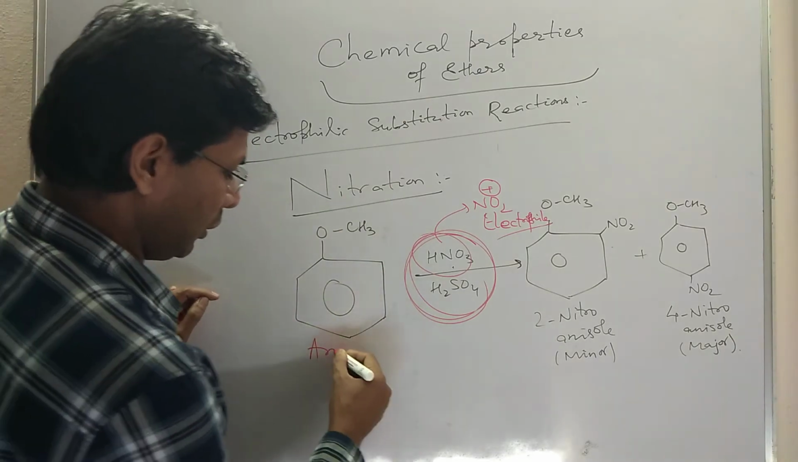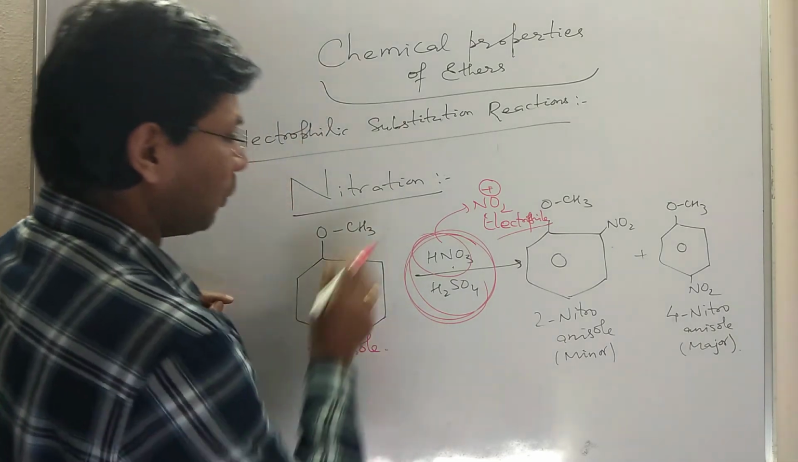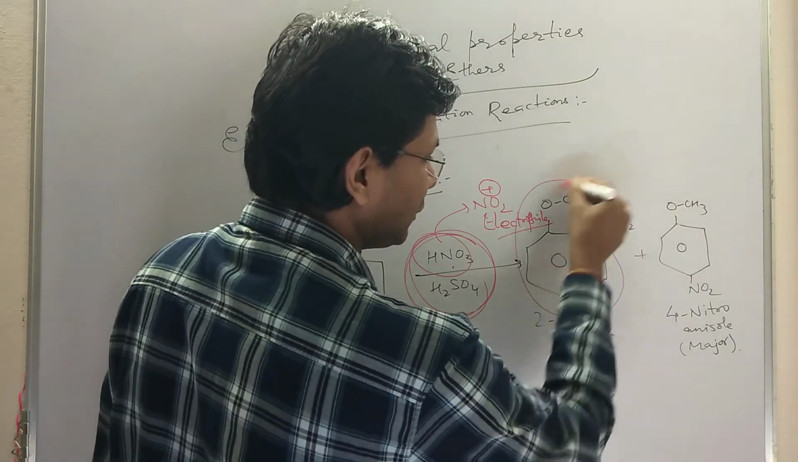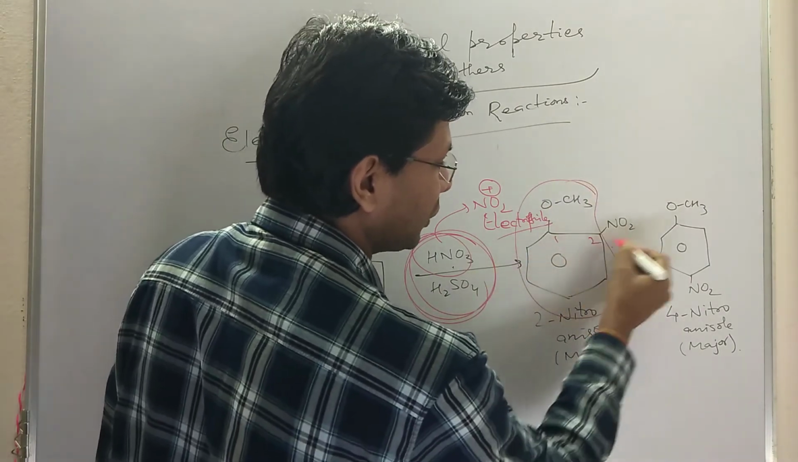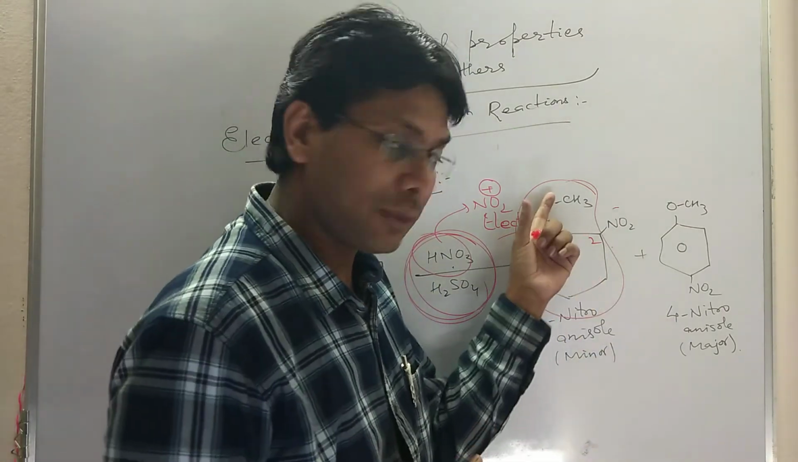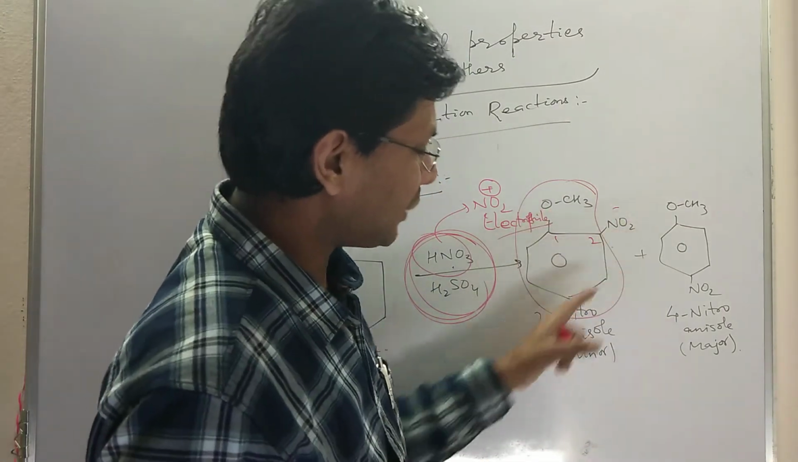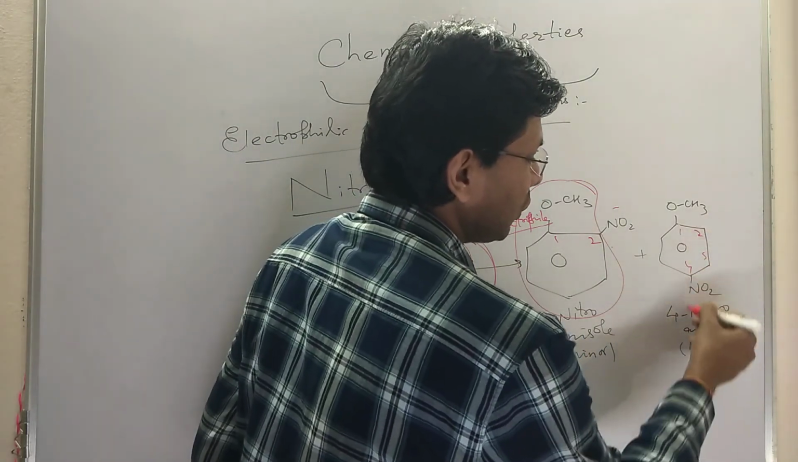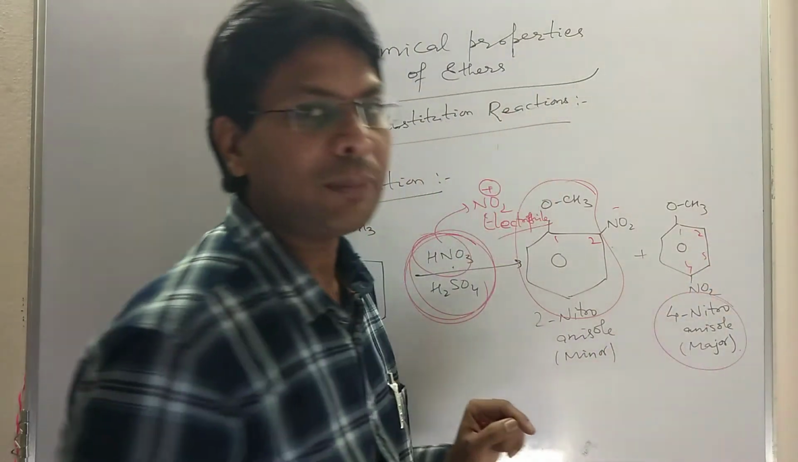So when anisole undergoes nitration, it forms 2-nitroanisole here. This is anisole, that's why we are writing 1, 2. So when a substituent gives a special name to the benzene, we write 1 to that. So 2 position is nitro, so it is 2-nitroanisole, and this is 4-nitro, 1, 2, 3, 4. So 4-nitroanisole. 4-nitroanisole is the major product.